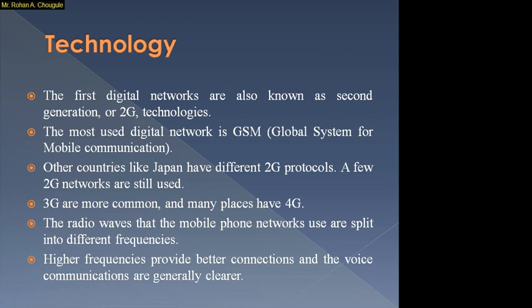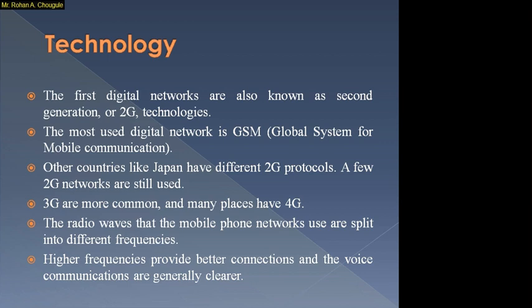Other countries like Japan have different 2G protocols, and a few 2G networks are still available all over the world. Initially 2G technology was developed, and nowadays we have 3G and 4G technology. 3G is more common, and in some places we also get the 4G network, right? For communication we use radio waves, and the radio waves that mobile phone networks use are split into different frequencies. The higher the frequency, the better the connection and voice communication.